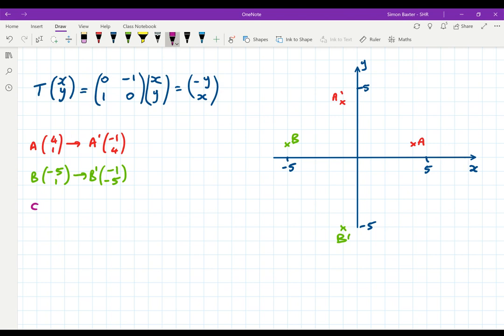Let's try the point (-1, -3). That will become the point: the top coordinate is minus the y, so that's 3. The bottom coordinate is just the x. So if I start with C at (-1, -3), that becomes (3, -1), C dashed. Well, have a look at that diagram. Can you see what transformation we've actually got at the moment?